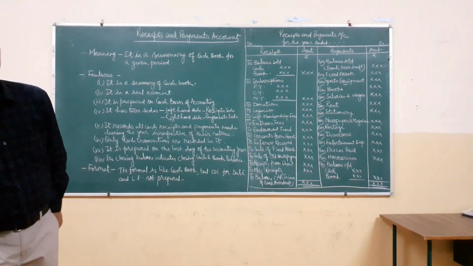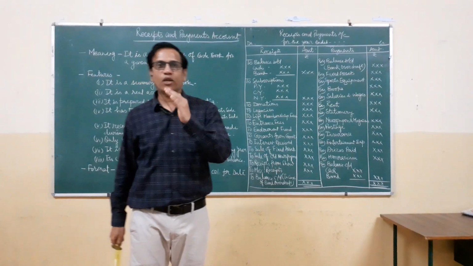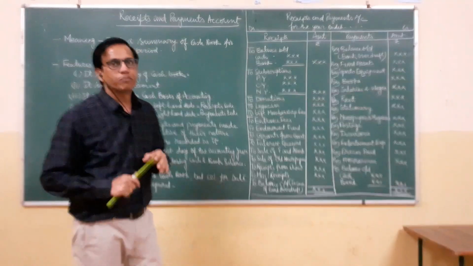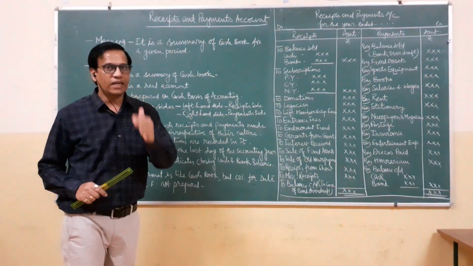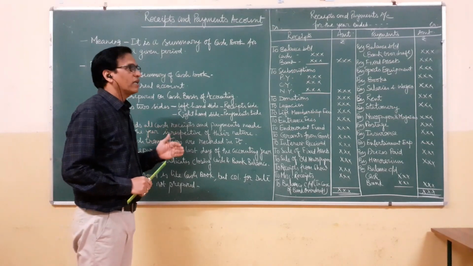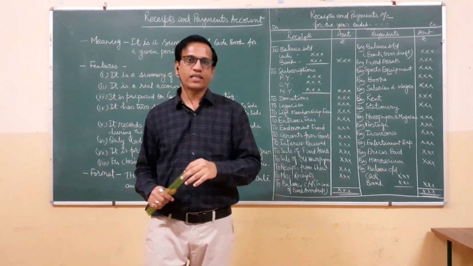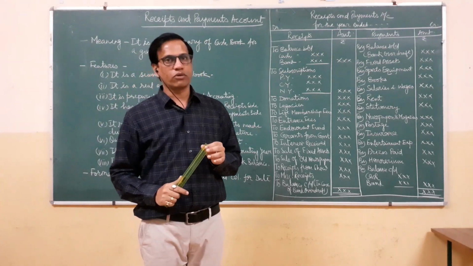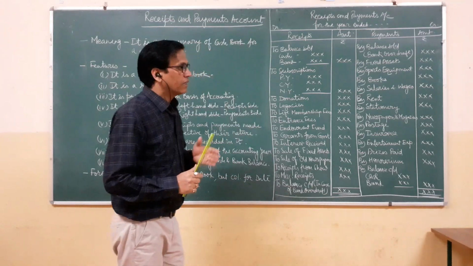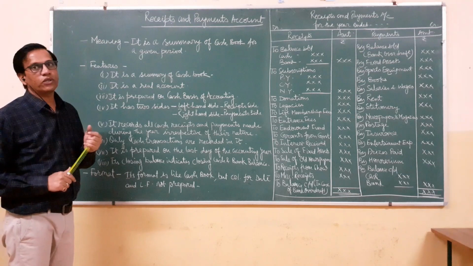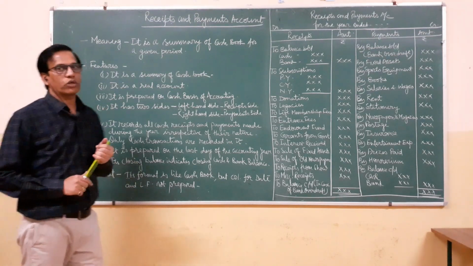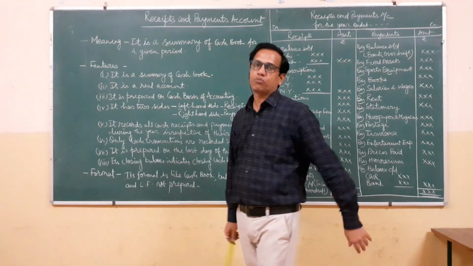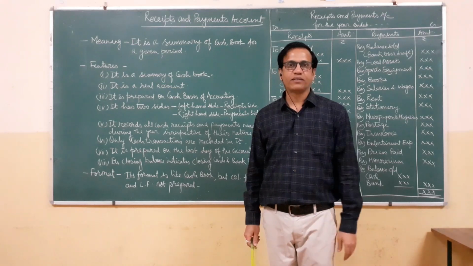Receipts and payments account is simply the summary of cash book. Every business or non-business organization prepares a cash book. They record through the cash book all the payments and all the receipts in the order of date, that means in their chronological order. Date-wise recording is done. At the end of the year, the non-profit organizations prepare receipts and payments account with the help of this cash book as a summary of that.